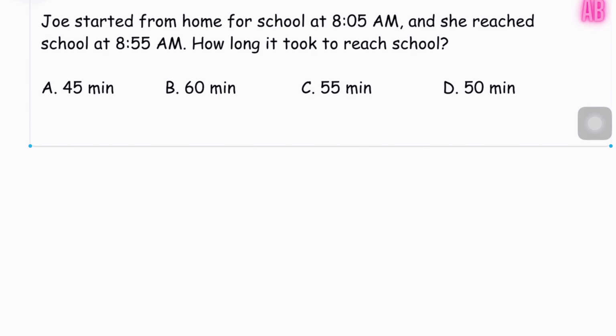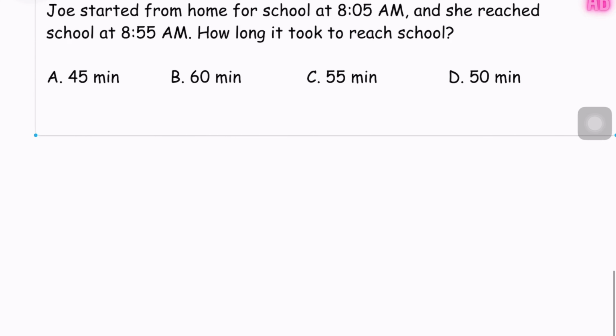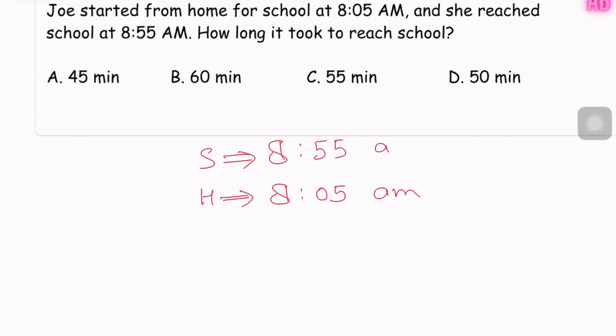Here is the next question on your screen. Let's do it together. Joe started from home for school at 8:05 a.m. She reached school at 8:55 a.m. How long did it take to reach the school? Okay, so this is home. She started at 8 hours and 5 minutes a.m. She reaches the school at 8:55 a.m., right?